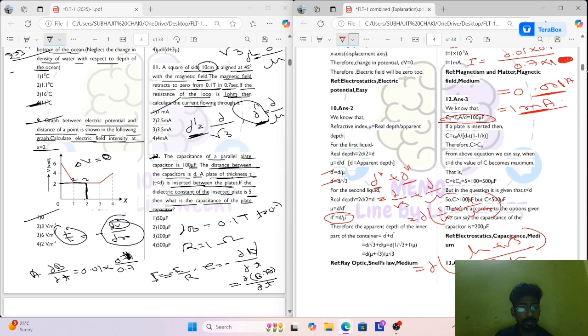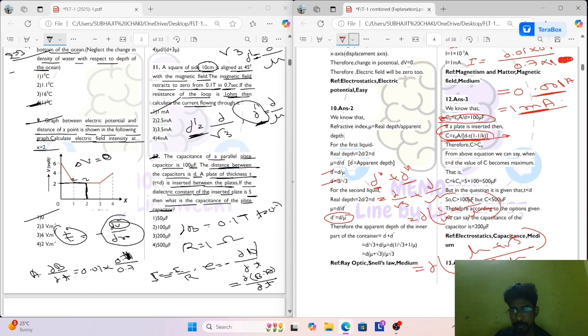A plate of thickness t is inserted. If a plate of some thickness is inserted, the formula becomes C equals epsilon A divided by d minus t into (1 minus 1 by k). That is the formula you have to understand. From these two formulas, C naught means the initial capacitance, and you can say C is greater than C naught.